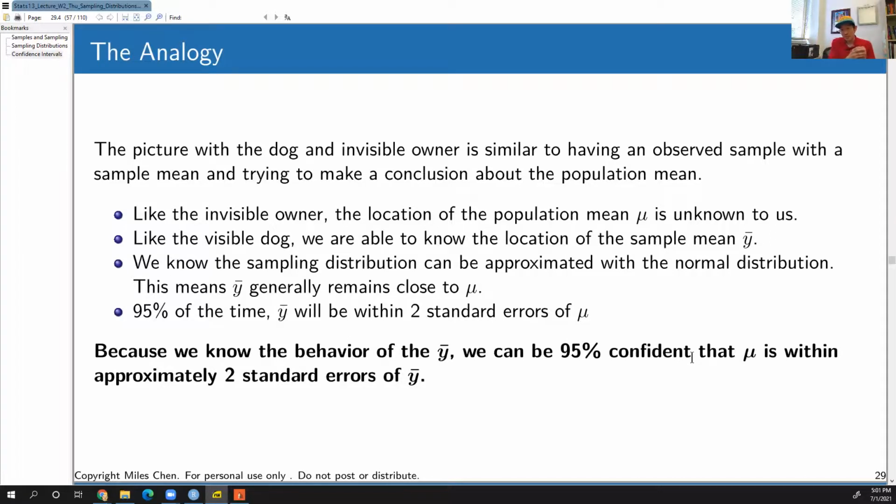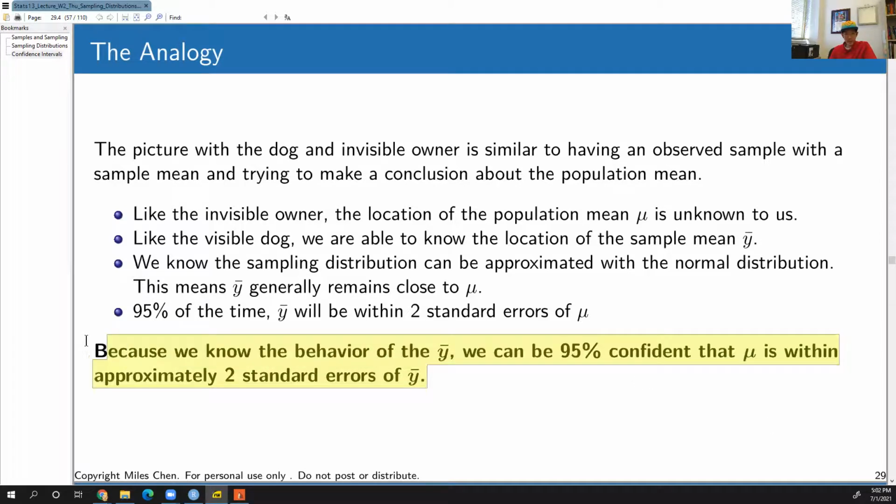There's a question in the chat. It says, why don't we just use 99.7? Why don't we go out 3 standard errors? Okay, that's a valid thing. If you wanted to be 99.7% confident, you could go 3 standard errors. It's just that when you go out too many standard errors, your interval becomes less useful. And I'll give you some examples of that later. But that's a good point. We can have higher levels of confidence by making a wider interval, but often wider intervals are less useful to us. Okay. All right.